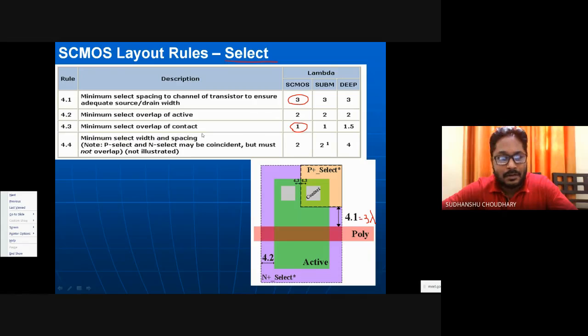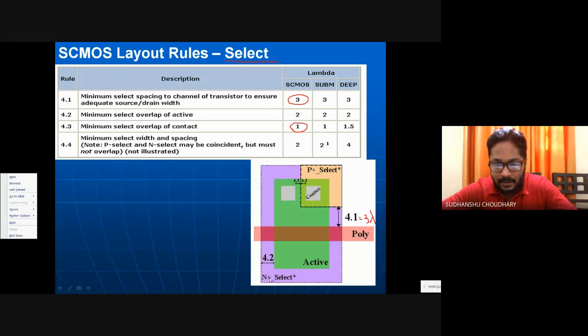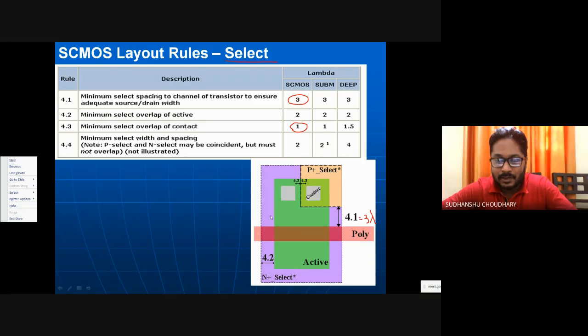Anyhow, let us talk about these rules. We also have a rule for the spacing between the active region, that is the green region, and this N plus select region. All these dimensions have to be carefully selected while drawing the layout. The spacing can be more, but it cannot be less than the already specified.